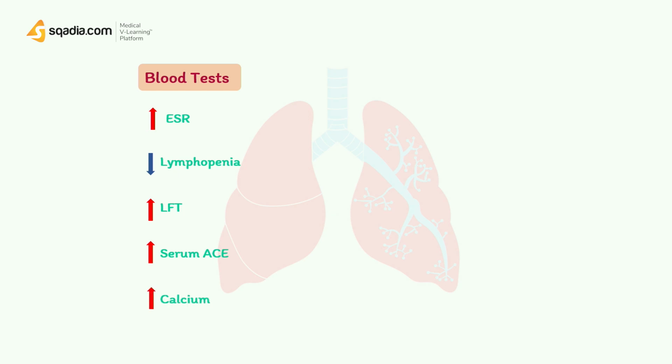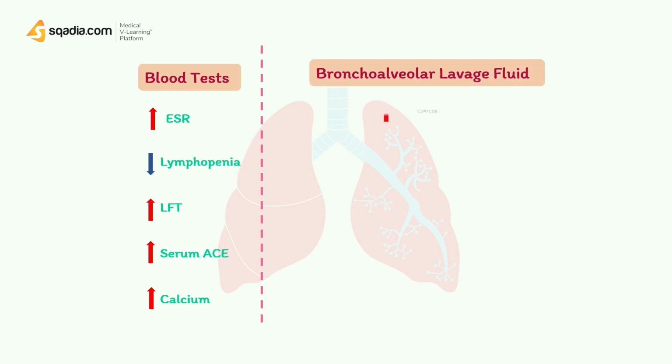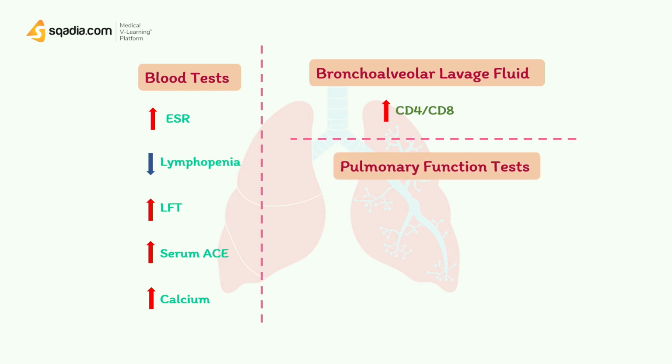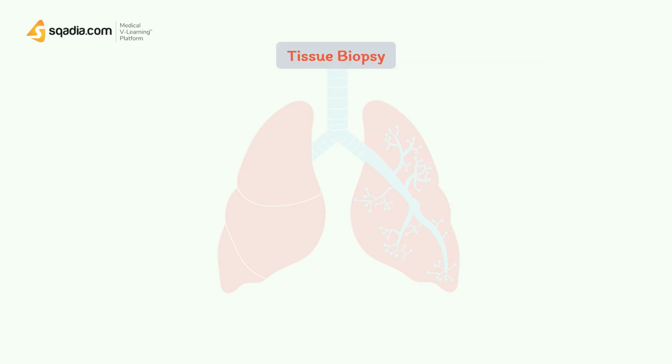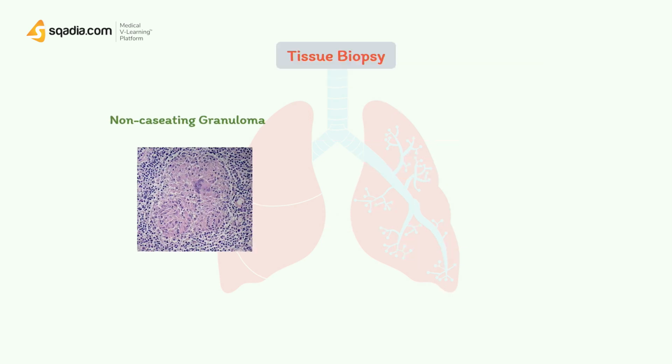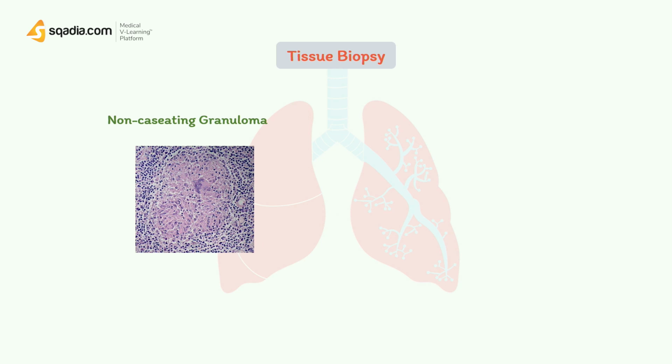There's also an elevated CD4-CD8 ratio in bronchoalveolar lavage fluid. This is because of the CD4 T helper cells increased from the granulomas themselves. Pulmonary function tests will show a restrictive pattern. And the CT of the chest better demonstrates the extensive hilar and mediastinal adenopathy. And finally, tissue biopsy will reveal the diagnostic non-caseating granuloma.